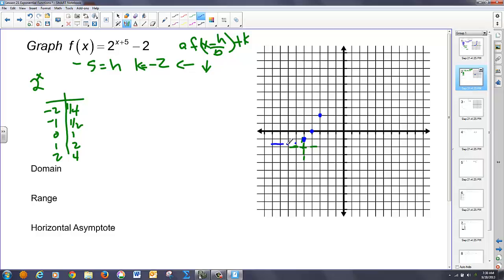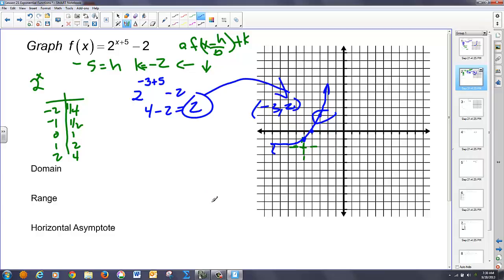And I'm going to go through and just make sure I check this as well. So I'm going to pick an actual point somewhere on this graph. This is a good one right here. It's easy to see, so it's (-3, 2). And I'll plug it into this function here to make sure it works. So I have 2 to the negative 3 plus 5 power minus 2. So this is 2 squared, which is 4, minus 2 is equal to 2, and that checks. So I've done it correctly.